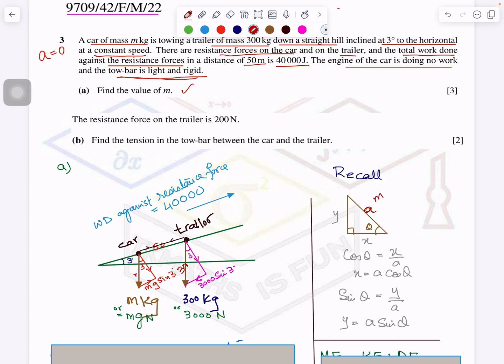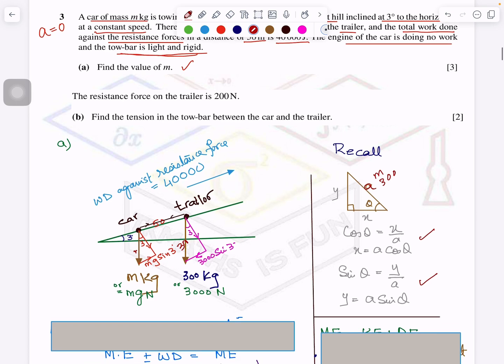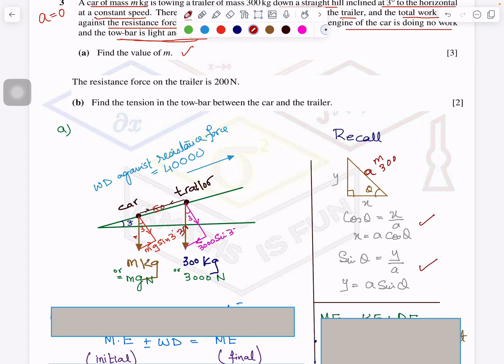So my m and 300 in the actual question, 300 kg. So how do you find these values? With the help of SOHCAHTOA, you can see here. So this is how I have written here, 300g sine 3 degree or mg sine 3 degree. Okay, so now this is the question. I have to find out the value of m.